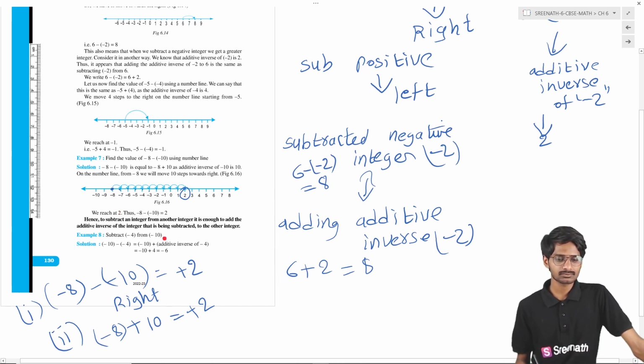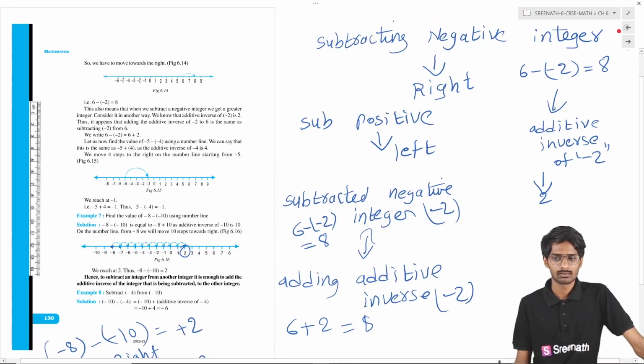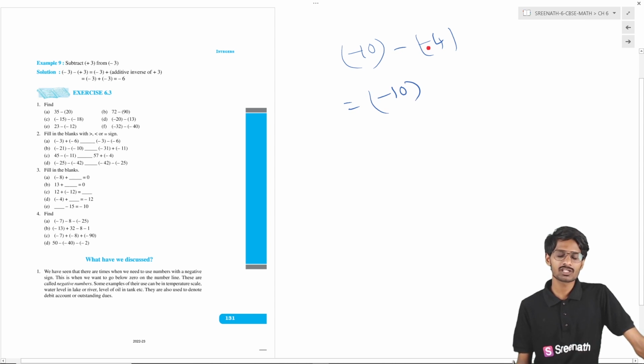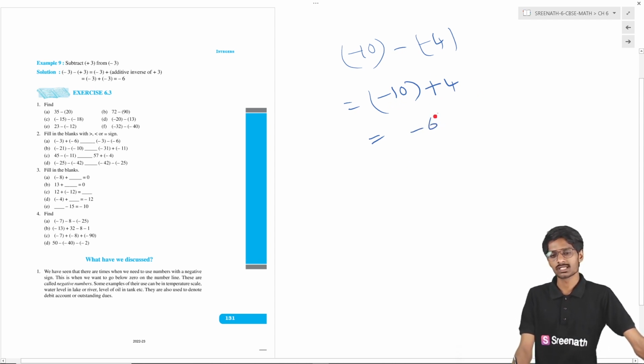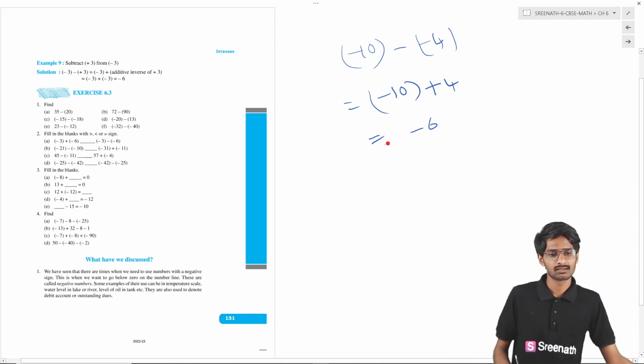Subtract minus 4 from minus 10. How will you do it? Minus 10 minus of minus 4. Simply you will take minus 10, and what is the additive inverse of minus 4? That is 4. So we have to add the additive inverse, 4. So minus 10 plus 4 is minus 6. We know how to add one negative integer and one positive integer: simply subtract the two integers and take the sign of the bigger integer.